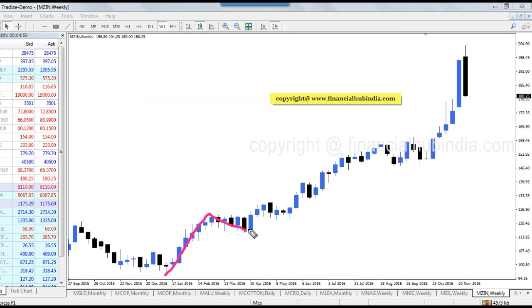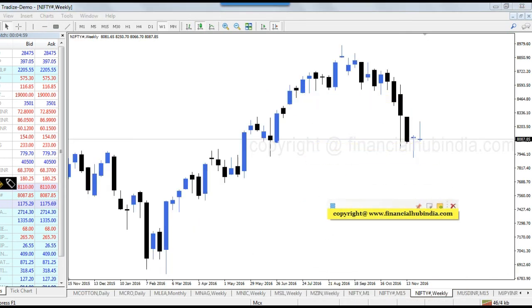1, 2, 3, 4, 5, 6. Let's forget this part area. You won't get it now. We'll have to do it later. Forget this part. So from here, you have the next swing. So you're making higher lows and higher highs, isn't it? So zinc is in uptrend.